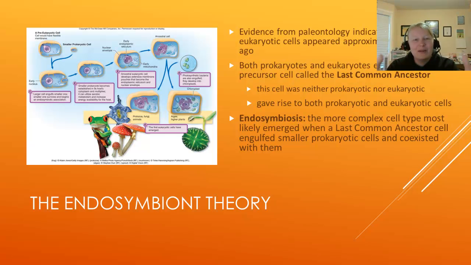Some of the things that help prove this theory are that both mitochondria and chloroplasts have their own DNA within the cell, and they also have a double membrane from that original phagocytosis.